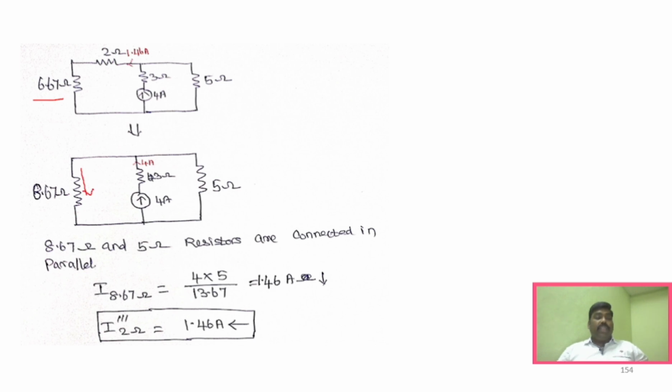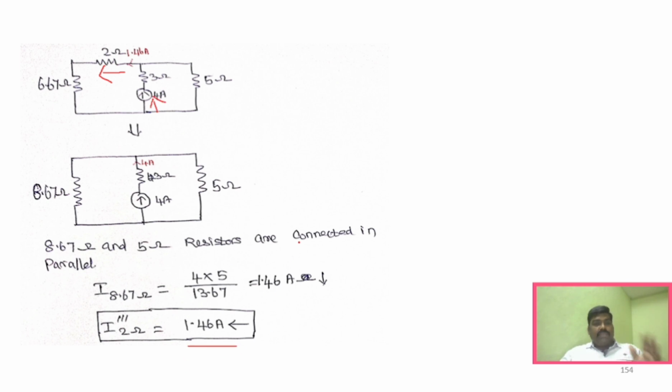And now we need to find out the current across this particular resistor. So it will be the opposite resistor. What is the opposite resistor? This one, 5 ohm, right? So the total current divided by the total resistance, 4 into 5, divided by 13.67. 4 is nothing but your current, and the opposite resistor is 5. Now the current across this 2 ohm resistor for this current source is 1.46 ampere, right?